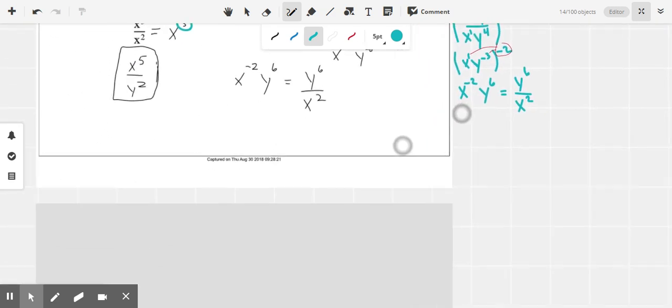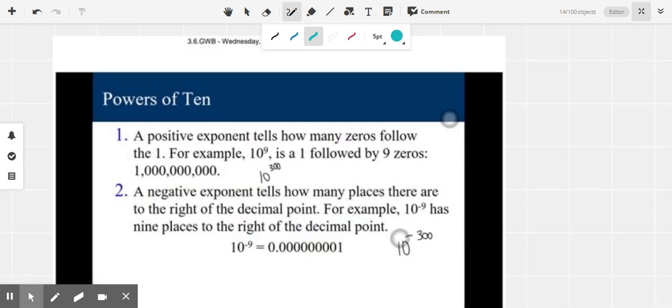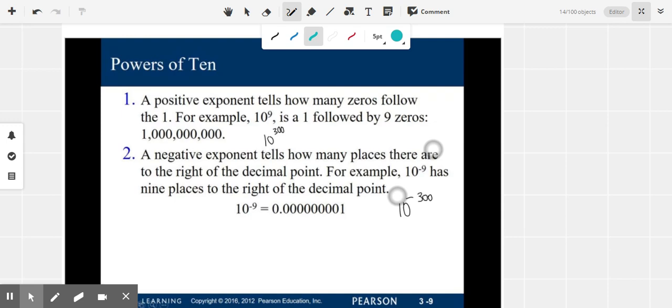All right. So I think next is powers of 10, which we're talking about here in a minute because of scientific notation. A positive exponent tells how many zeros follow 1. So, for example, if I had 10 to the 25th power, and this only works for 10, that answer would be a 1 with 25 zeros. If you multiply 10 by itself 25 times, you would get a 1 with 25 zeros.